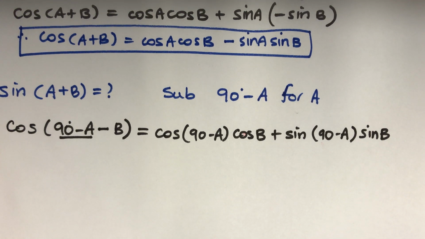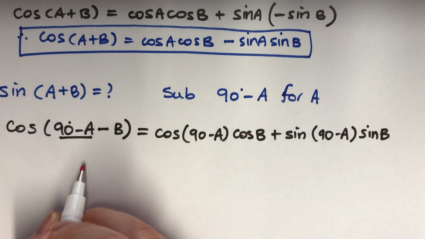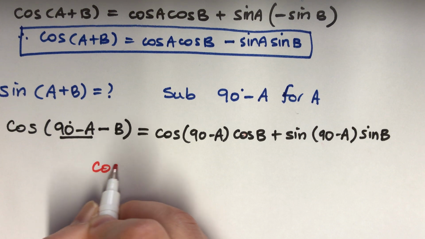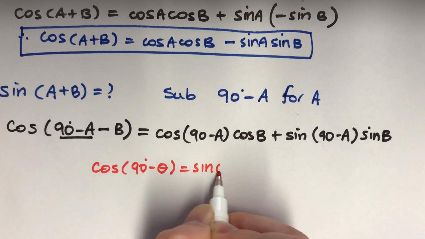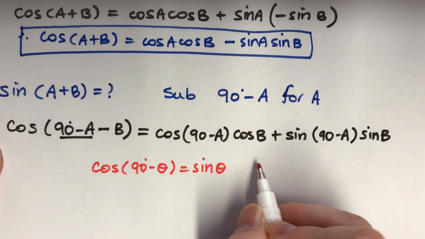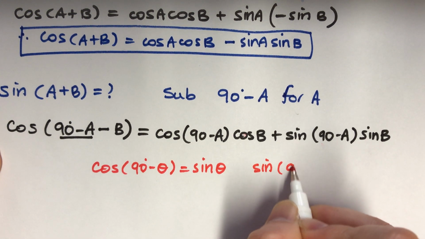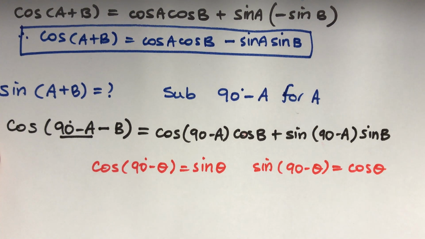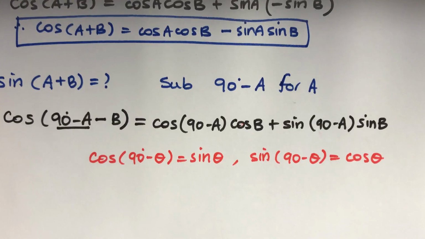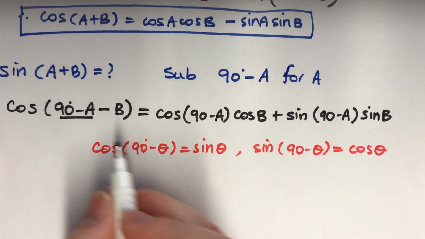Now what we are using here is complementary angles, guys. So cos(90 minus theta) is sine theta. Okay, and same thing, sine(90 minus theta) equals cos theta. Okay, if you didn't know, please memorize that. So I'm going to tie this one up.